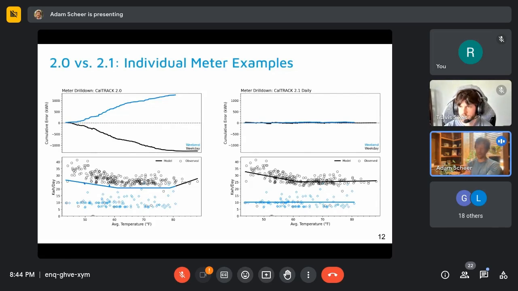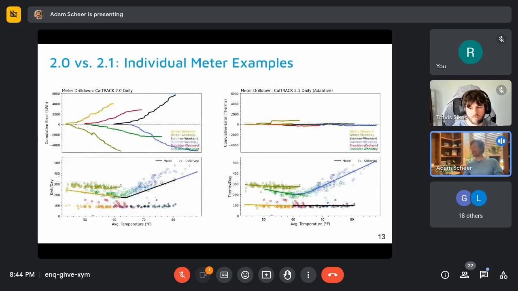Another thing I would point out: if you stare again at the Caltrack 2.0 model, you can see those spikes that we were talking about, around 58, 59 degrees and around 50 degrees. Those are real spikes in the Caltrack 2.0 model, and they are obviously not there anymore. Comparing this to the graph on the right, the Caltrack 2.1 model is split into weekday and weekend, and so there's basically no weekend weekday bias to be found in it.